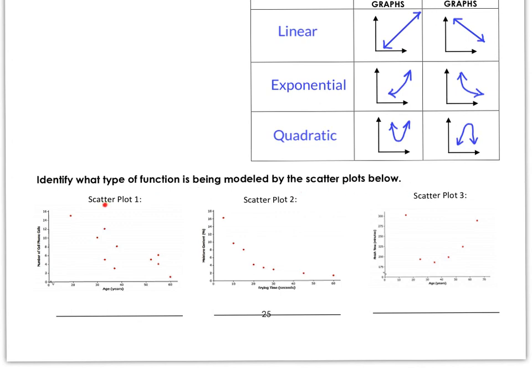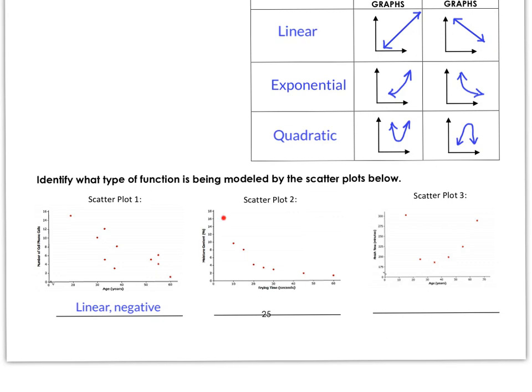So this first one, if we look at the pattern, the scatter plot shows it starts up here and then they kind of go down. They're pretty linear. I mean, there's a few down here that are far off from the line, but generally speaking, as these increase, these decrease. So if we looked at the age 20, the number of cell phone calls is up high, and then for 60, the calls is down low, and that continues to follow that trend. So I'm going to say that this is linear, and it shows that negative because of the negative slope.